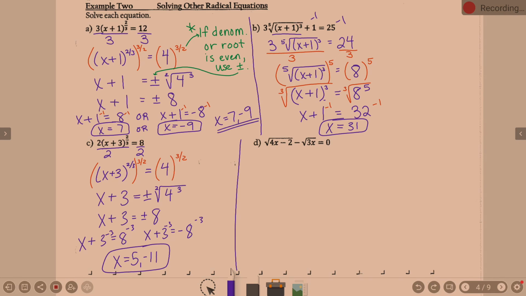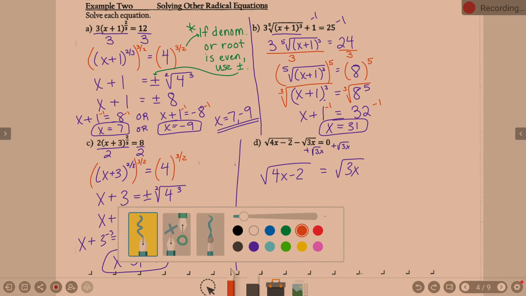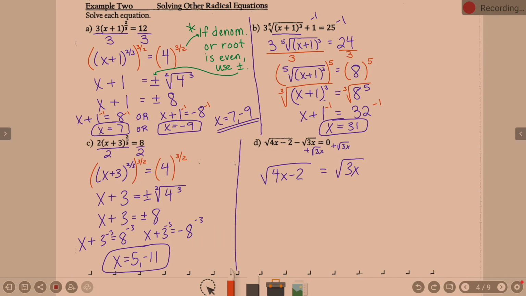Just add the square root of 3x. So yeah, if we're trying to get these on opposite sides, if it's a minus square root of 3x, I'm going to add square root of 3x to the other side. So then I have square root of 4x minus 2 equals square root of 3x. I have a radical on each side. How do I get rid of radicals? Square root. How do we get rid of a square root? We raise it to the power of 2.